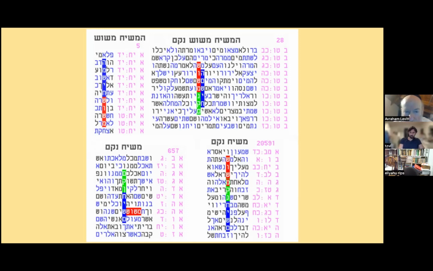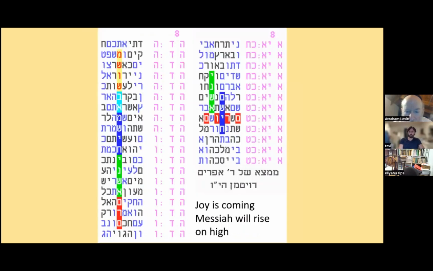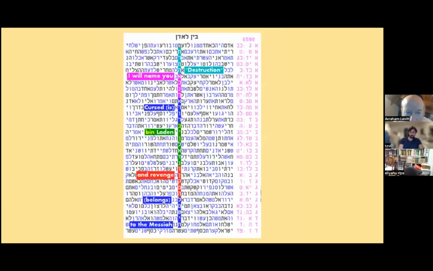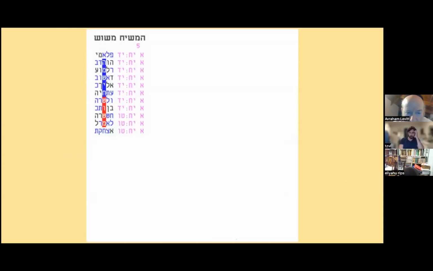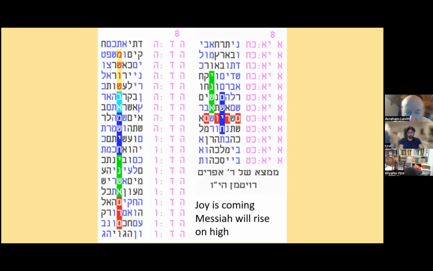So this is a very strong, simple repetition. And the idea of revenge in Mashiach is echoed, or let's say that idea is brought out in this long sentence about bin Laden, that revenge belongs to the Mashiach. And we also have the idea of joy with Mashiach in a long phrase on the left side. These long phrases are very rare and very strong, and for them to use these words that are so simple and so repetitious is extremely strong. And on the right is a different arrangement of the same words. Joy is coming, Mashiach will rise on high, are the words that are repeated.